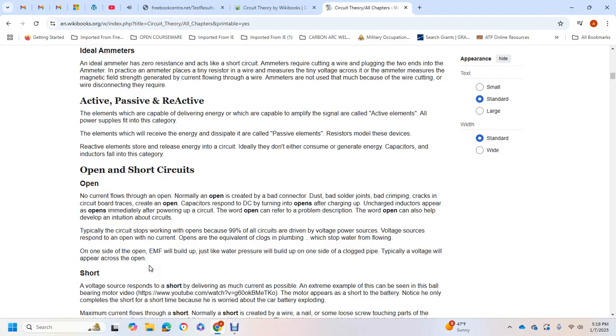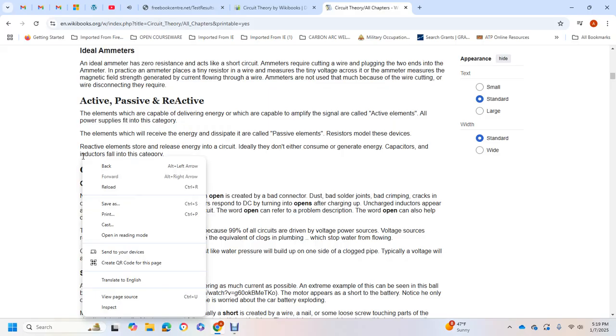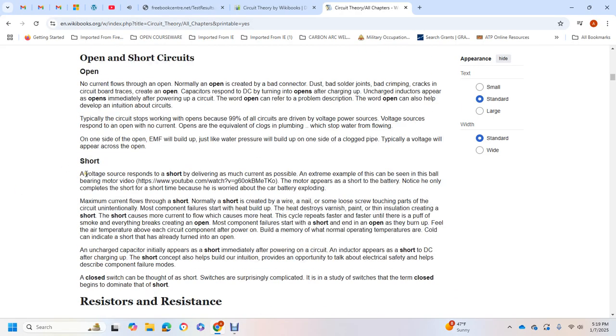On one side of the electric motor, force will build up, just like water pressure building up on one side of a clogged pipe. Typically, a voltage will appear across the open. Short: a voltage source responds to a short by delivering as much current as possible. An extreme example of this can be seen in the ball bearing motor vehicle on a YouTube video. The motor applies a short to the battery. The donut only completes the short for a short time, worried about the car battery exploding. Maximum current flows through the short.